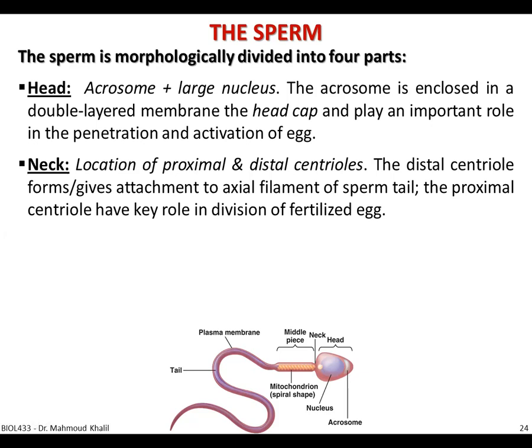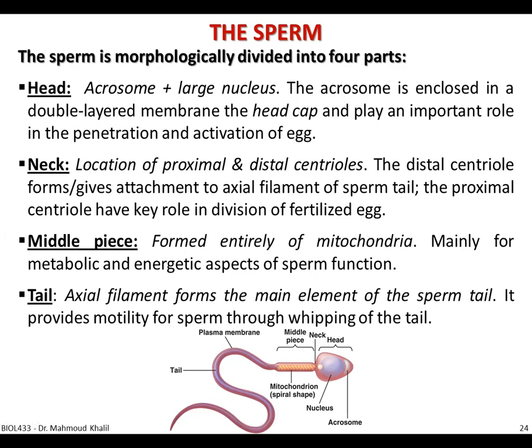The second region is the neck, a very small region, and it contains centrioles. It contains two types of centriole, the proximal centriole, which is near the nucleus, and the distal centriole, which is near the flagella or the middle piece. The distal centriole actually forms the attachment to the axial filaments of the sperm tail, while the proximal centriole, as we'll see after that, has a key role in the division of the fertilized egg.